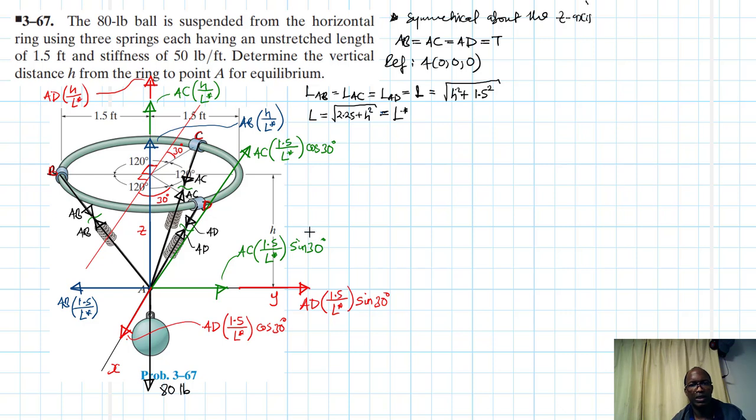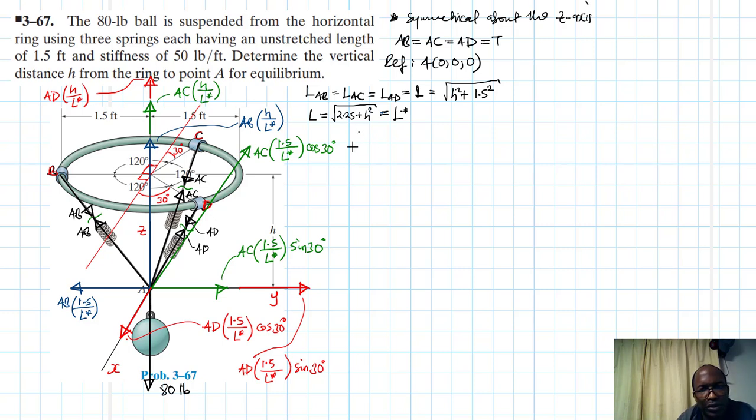Have we left out anything? Don't think so. To just create space, let me move this here. So we say this is AD by 1.5 divided by L star, which is in the y-axis, so in the y-axis, this becomes sine 30. Great.